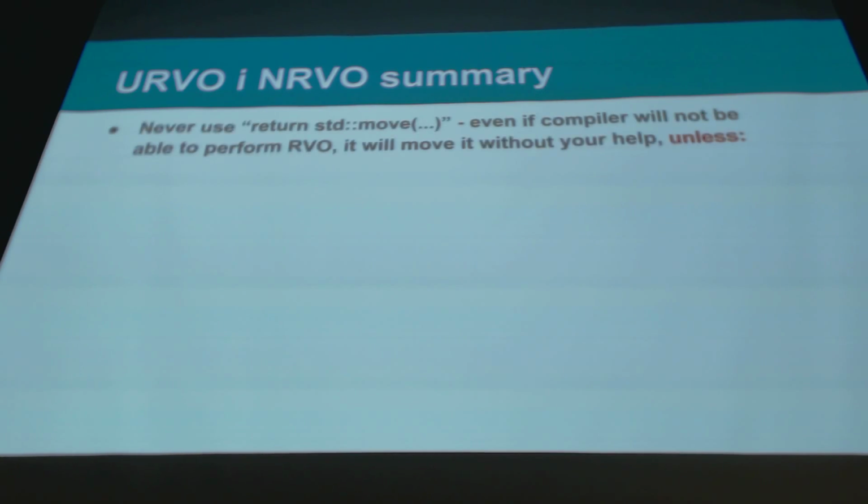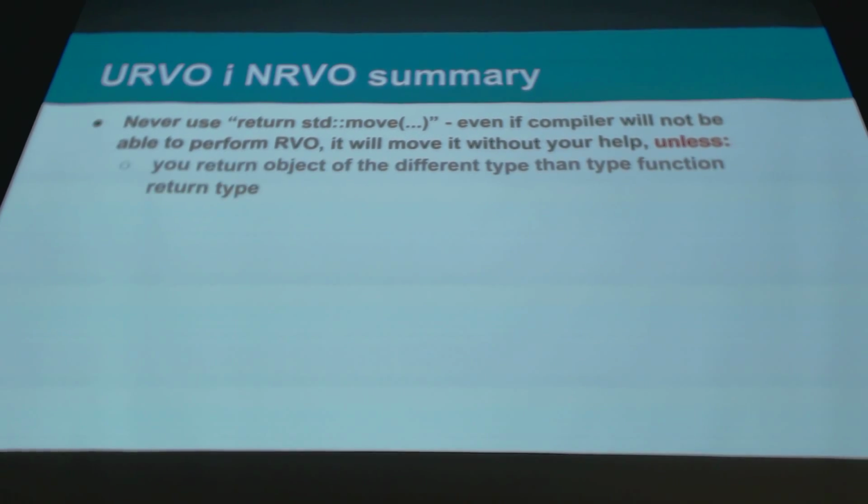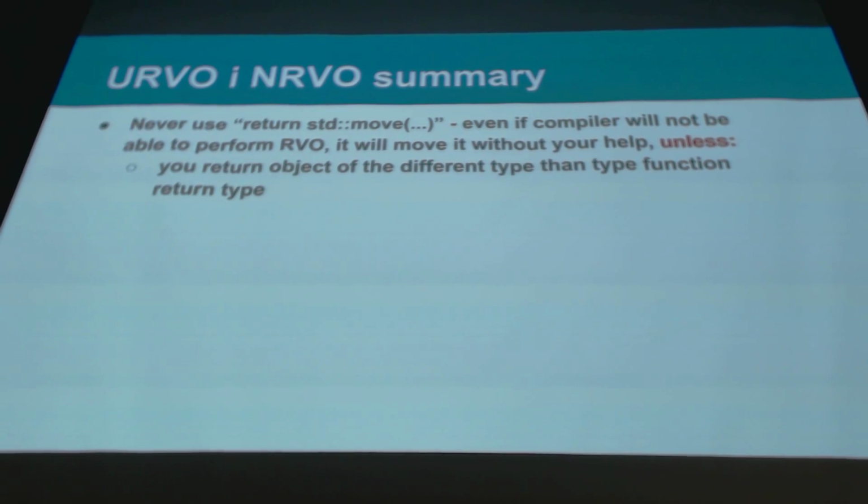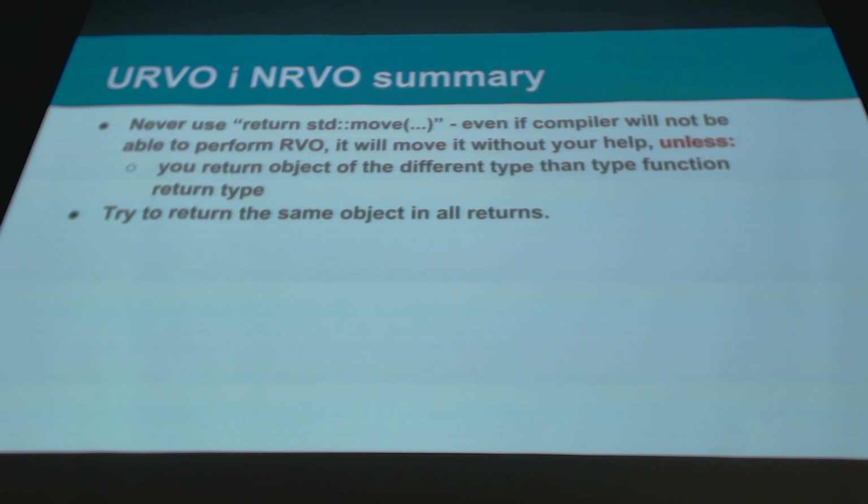So, summary: we never want to use return std::move, because even if the compiler will not be able to perform RVO, it will just move it without our help. Unless, of course, we are returning objects of different types, but we can handle that without return std::move. We can just create the object. And if we want to make sure that RVO will work, then we should return the same object in all returns, right? As you can see, GCC couldn't handle all the cases. So if we want to help GCC, we should do things like this.